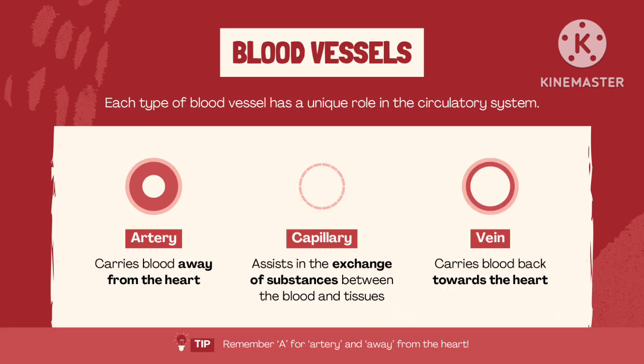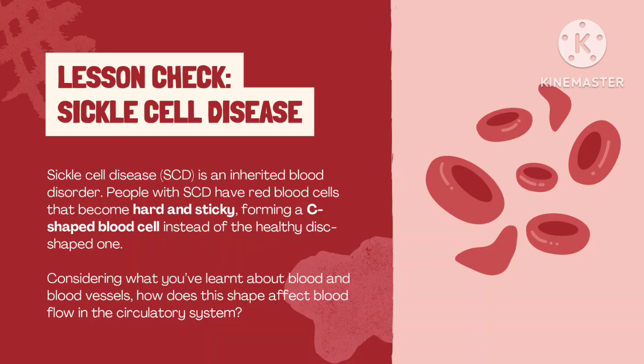I told you that each type of blood vessel has a unique role in the circulatory system. The artery carries blood away from the heart. Next, the capillary assists in the exchange of substances between the blood and tissues. Next, the veins carry blood back towards the heart. Here is a tip to remember the work of artery. Remember A for artery and away from heart.